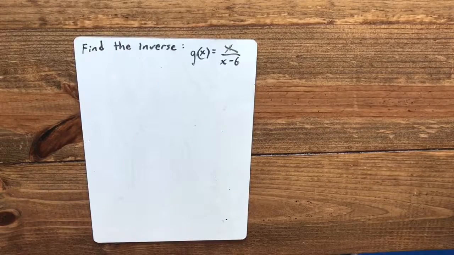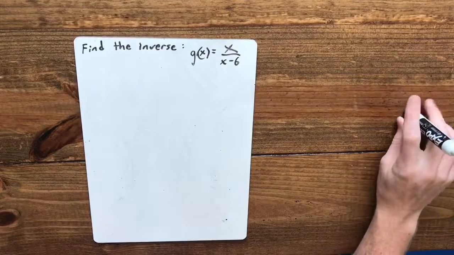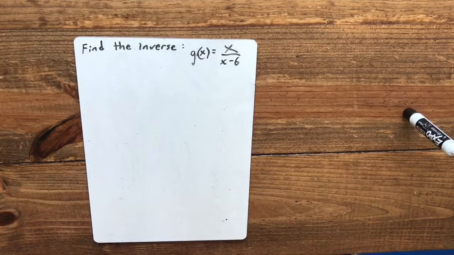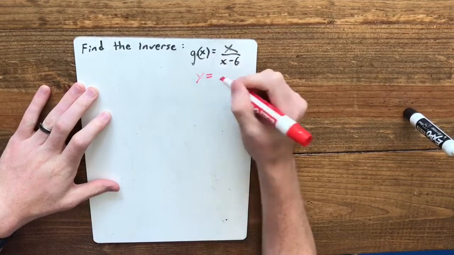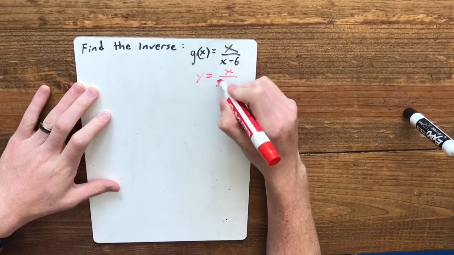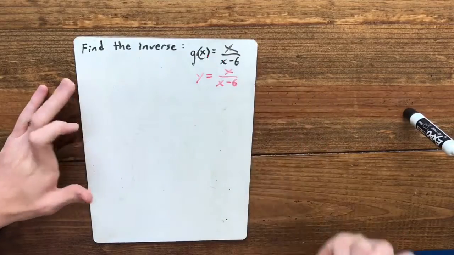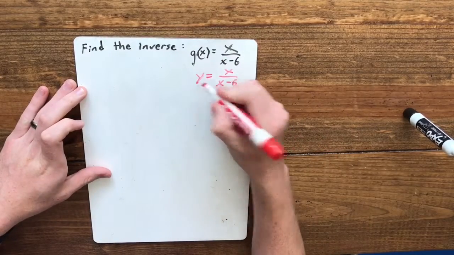All right, so we're going to try this out. We are finding the inverse of this function. We have function g here. If we want to find the inverse, the first thing we want to do is change that g of x to say y equals. So all I did was change g of x to say y.